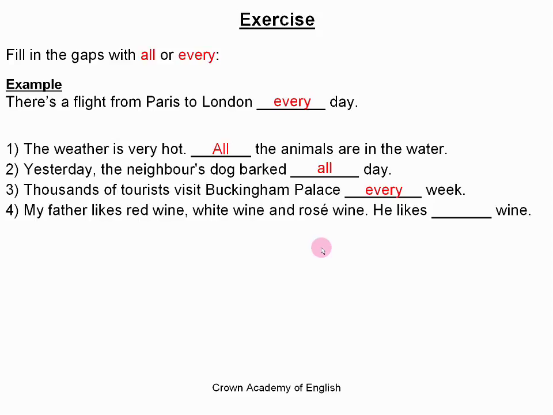My father likes red wine, white wine and rosé wine. He likes all wine. So this is an example of an uncountable noun, because we cannot say one wine, two wines, three wines. No, we just say wine, and it's always in the singular. We cannot count wine. So we can only use the word all. He likes all wine.